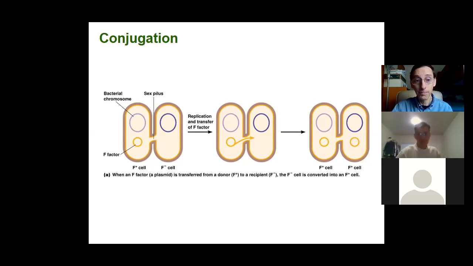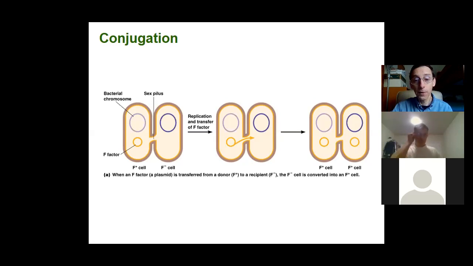And when the sex pilus skewers an F- cell, it can bring them together, but they don't have to be this close together because the sex pilus is hollow. That F plasmid will then replicate and send a copy into the F- cell, and that's happening here. So that both cells now have an F plasmid. Okay?